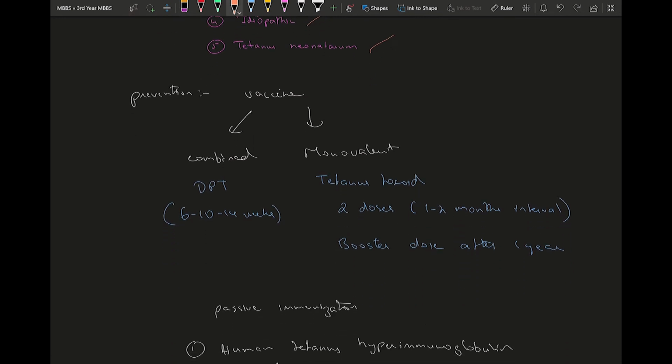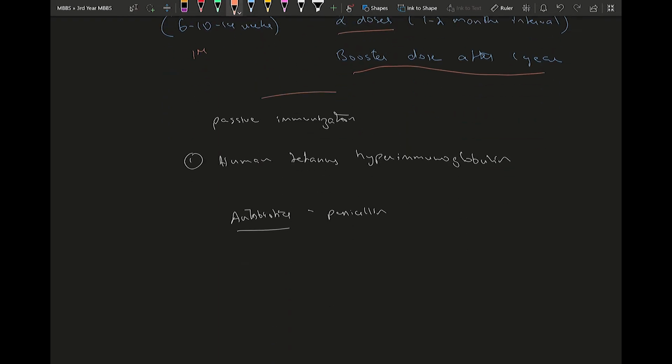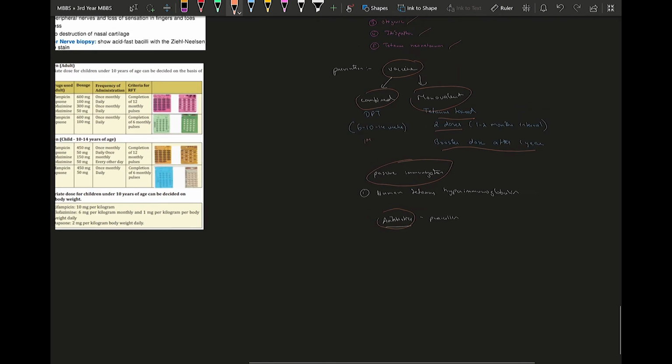So the prevention is primarily via vaccine. There are two types of vaccine: combined vaccine and monovalent vaccine. Your combined vaccine is your DPT, diphtheria, pertussis, and tetanus, which is given at 6, 10, 14 weeks IM on the anterolateral aspect of the thigh. The monovalent vaccine would be your tetanus toxoid, which is given in two doses with a 1 or 2 month interval between them, and a booster dose which can be given after 1 year. There are passive immunization options also available, which is human tetanus hyperimmunoglobulin, and the treatment for tetanus infection would be using antibiotics, the drug of choice being penicillin.